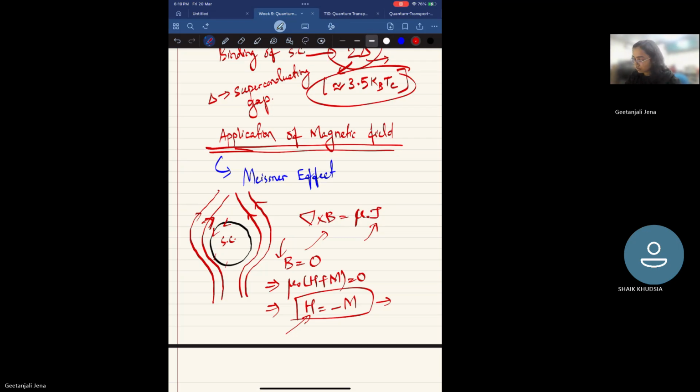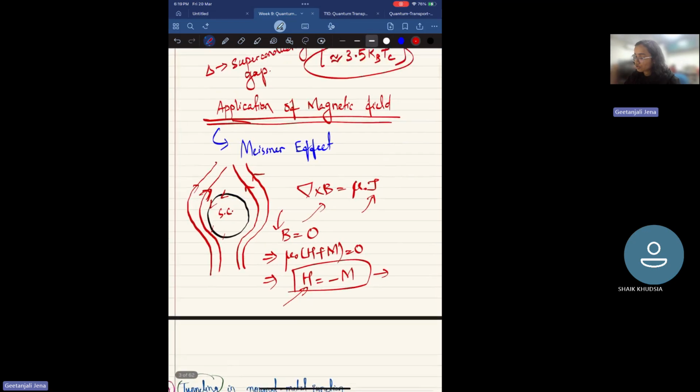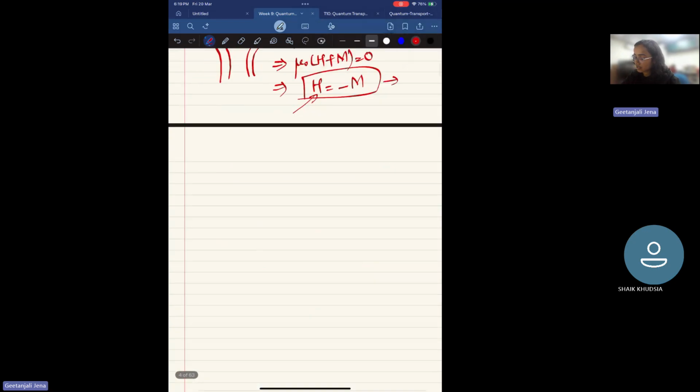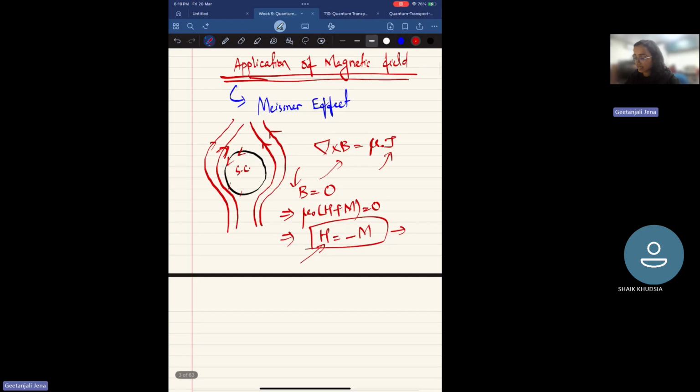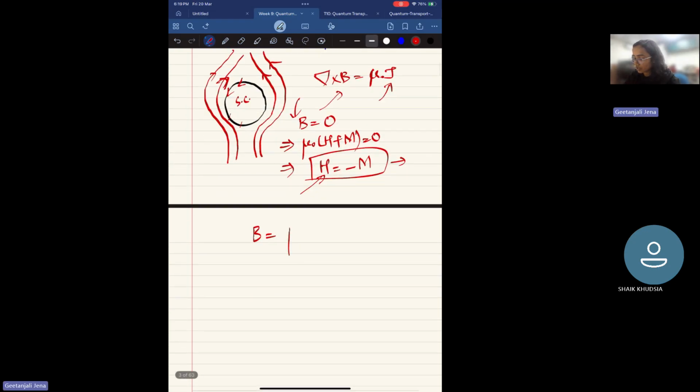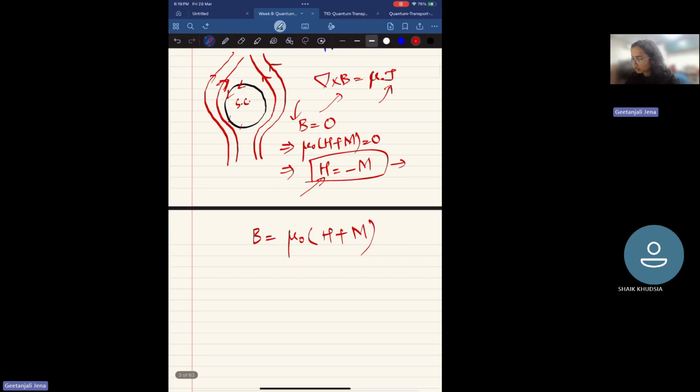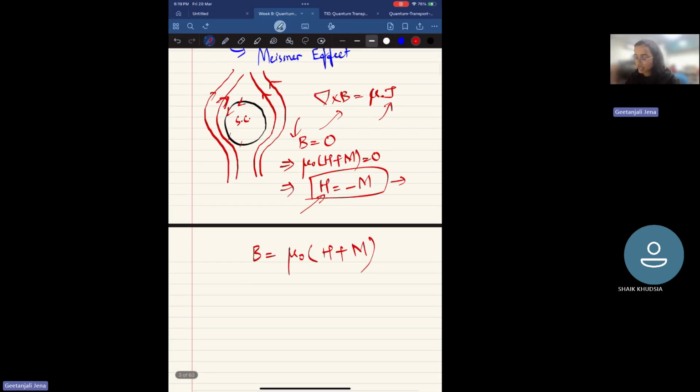HFM. Where did I write HFM? Okay. So H is the magnetic field intensity. So B is, I think you are talking about this one, right? Mu naught H plus M. There is no F here, I can see. So this is the plus sign.